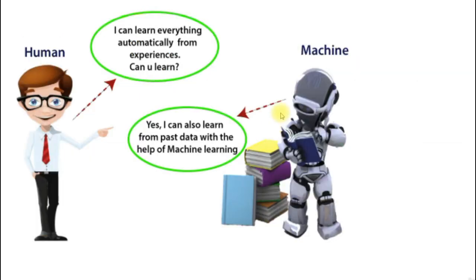Now, let us try to understand with the help of this picture. A human usually can learn automatically from his or her own experiences. Here, the machine says the same thing: I can also learn from past data with the help of machine learning. Up till now, in the data science and data cleaning portion, we had a CSV data set, and we did all the data pre-processing and data cleaning steps on it. Now the cleaned data will be given as input to a machine learning model, and all the analysis and predictions will be done by the machine learning model. So this is the entire life cycle of a data science or ML project.